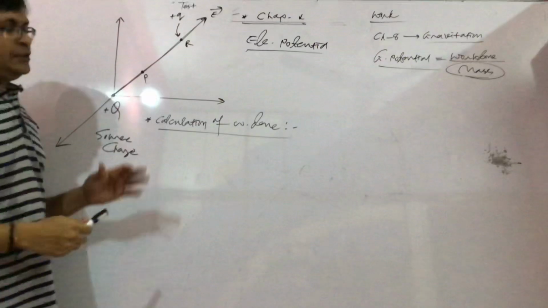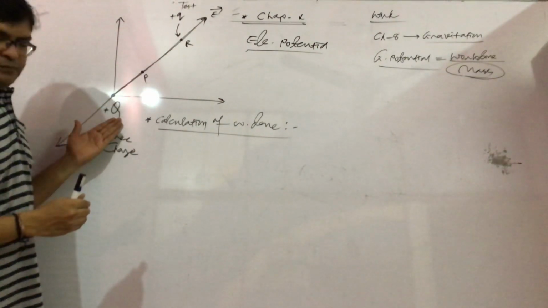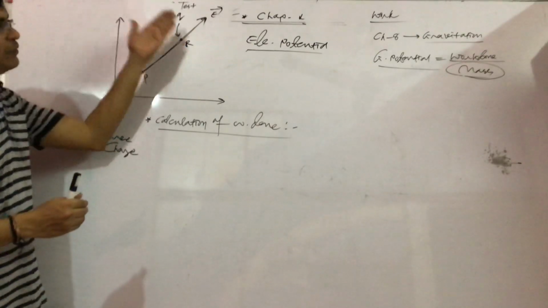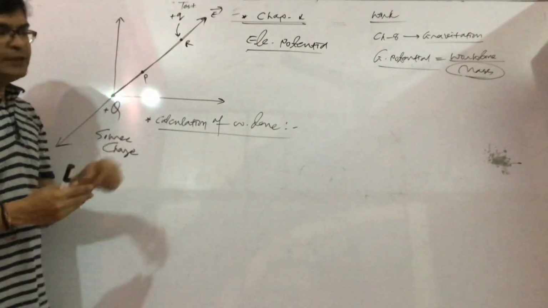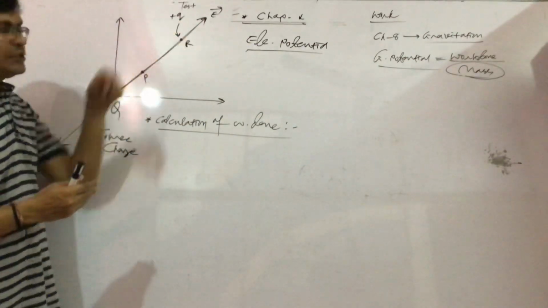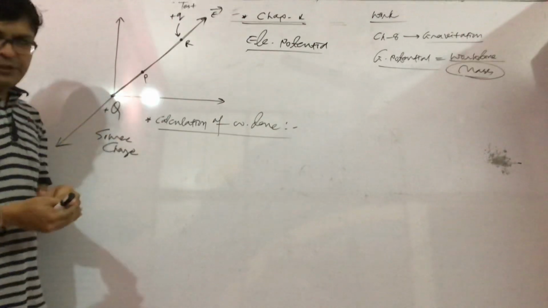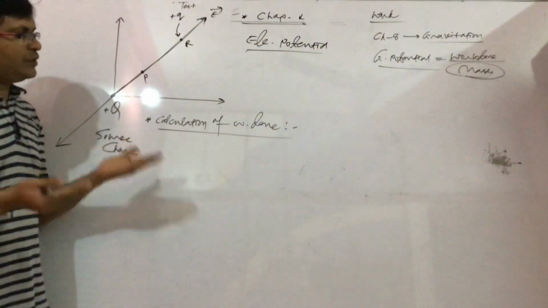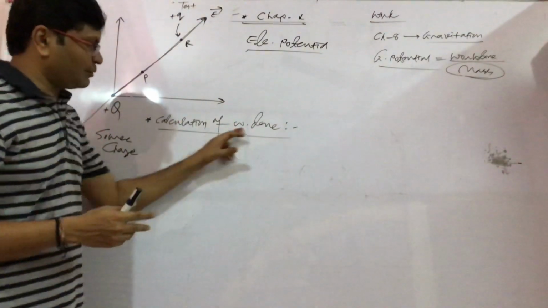Once again, if you think about the entire scenario, there is a plus Q charge. Because of this plus Q charge, an electric field is produced. Inside this electric field, we have considered two points, P and R. At point R, there is a test charge, and now we would like to move this test charge from point R to P. For that, we have to do some work.